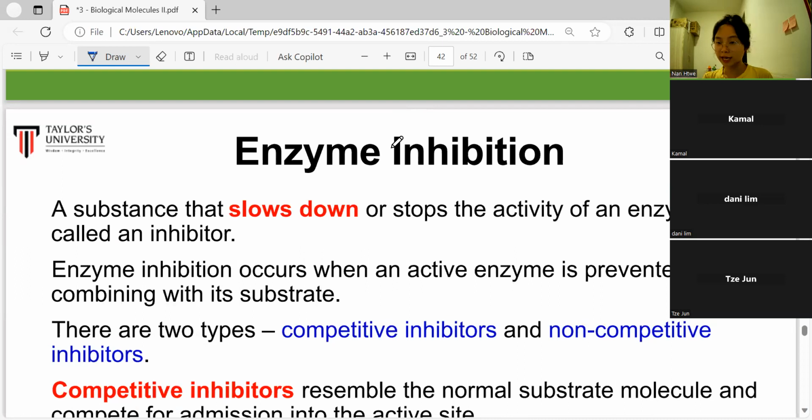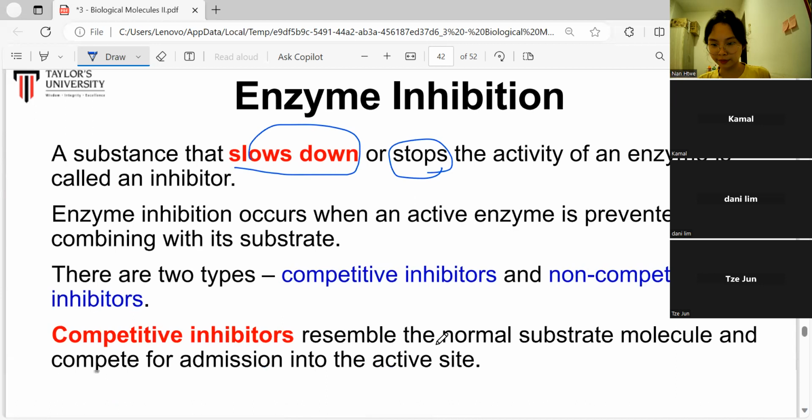And now we will go to enzyme inhibition. Enzyme inhibition has to do with enzyme inhibitors. And those enzyme inhibitors, what do they do? They will inhibit the activity of the enzyme or slow it down. They will either slow down or stop the activity. Okay, so how do they do that? We have 2 types of enzyme inhibition, the competitive inhibitors and the non-competitive inhibitors.